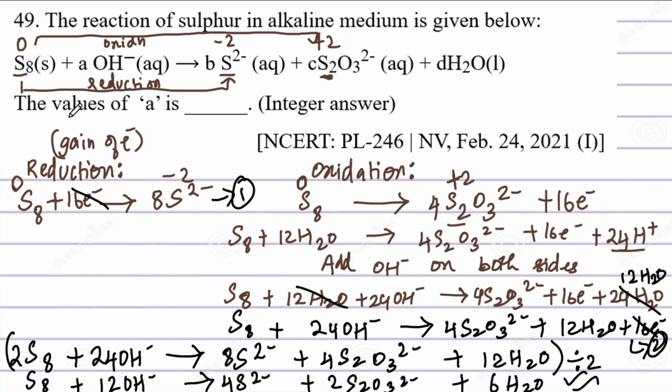Now what is the question? What is the value of A? A is the coefficient of OH minus. So what is the coefficient of OH minus? It is 12. So the value of A is 12.